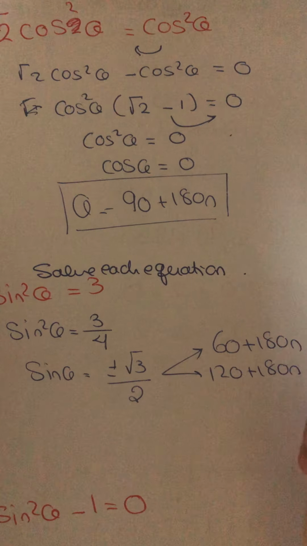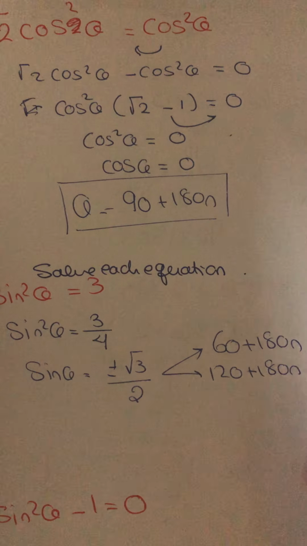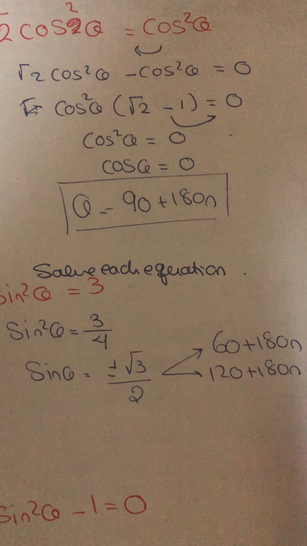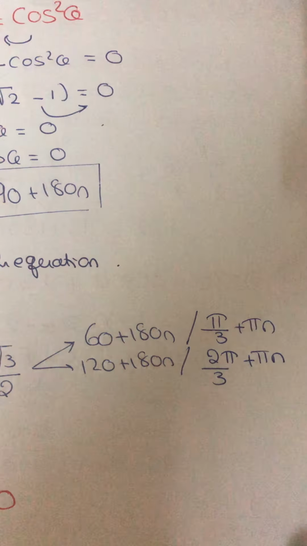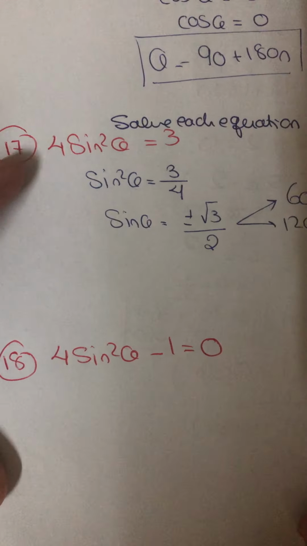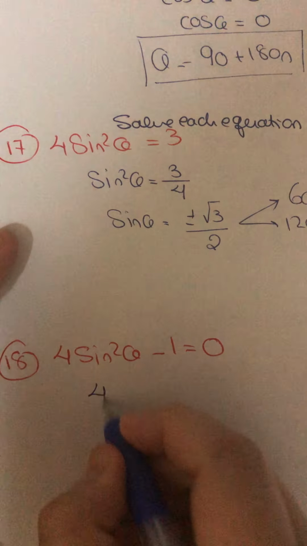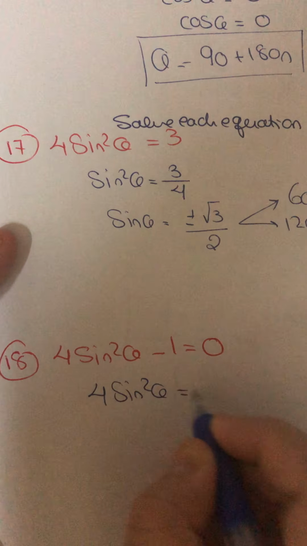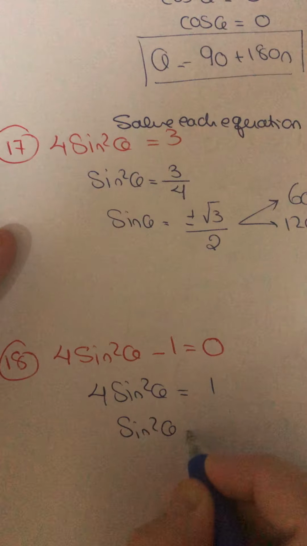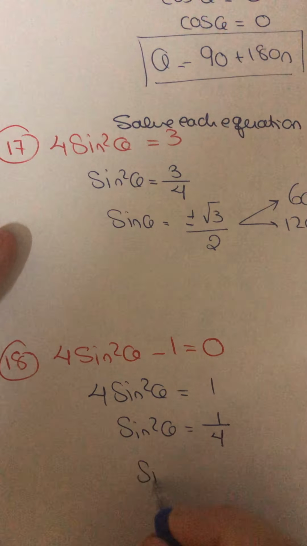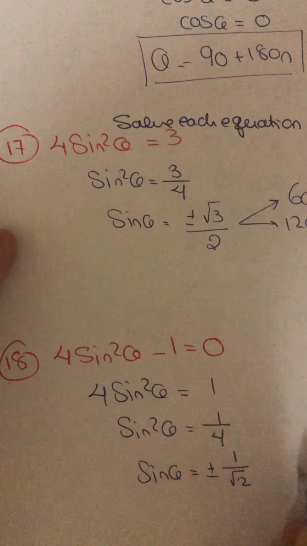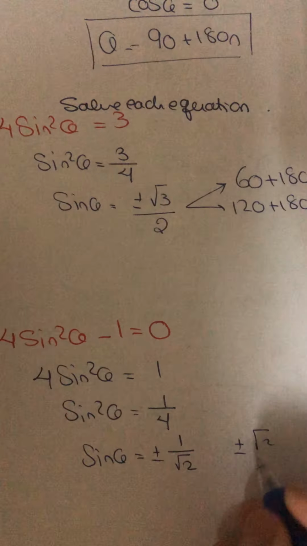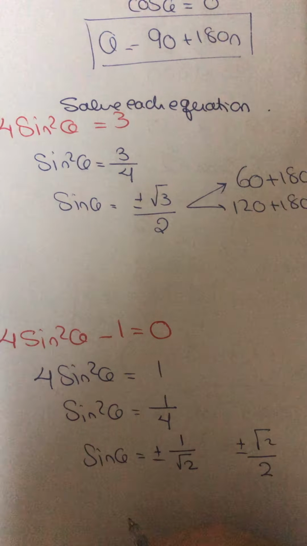Or you can write it as pi over 3 plus pi n, and this one is 2 pi over 3 plus pi n. So I'm going to write the answers in degrees and in radians. This question is easy. 4 sine squared theta equals 1. Sine squared theta equals 1 over 4. Sine theta equals positive or negative 1 over root of 2, which is positive or negative root of 2 over 2, and this happens every quarter.